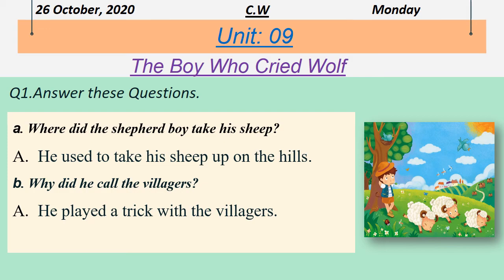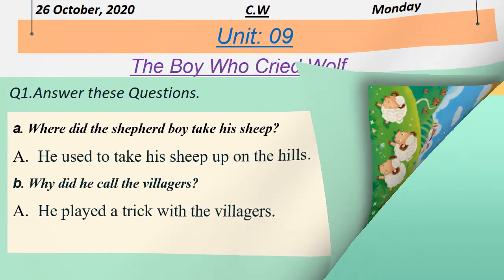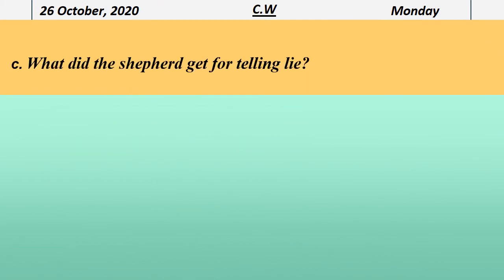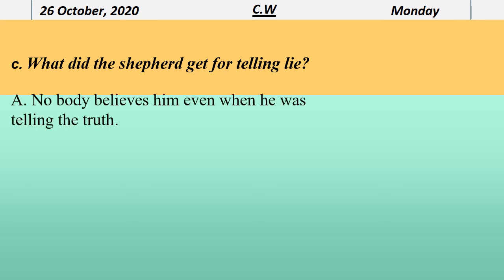Now come to question number C. What did the shepherd, that boy, get for telling lie? Nobody believes him even when he was telling the truth. He lost his trust.